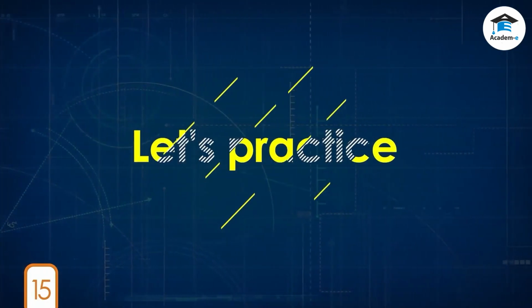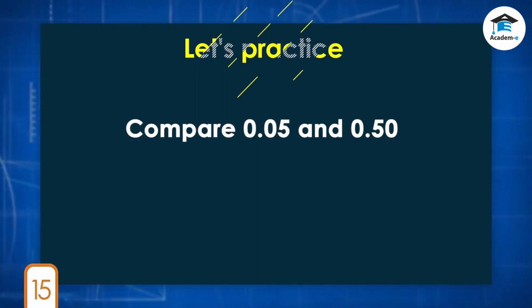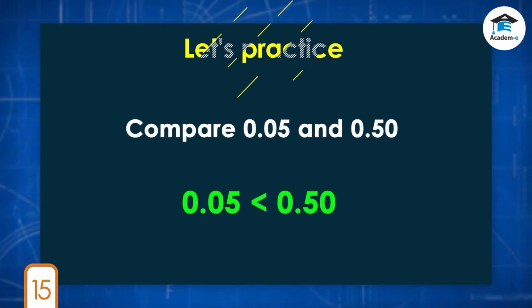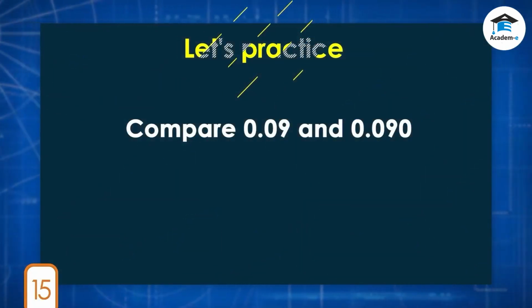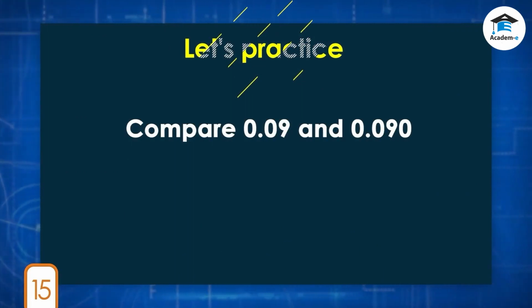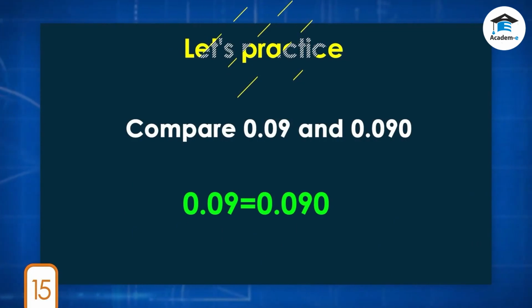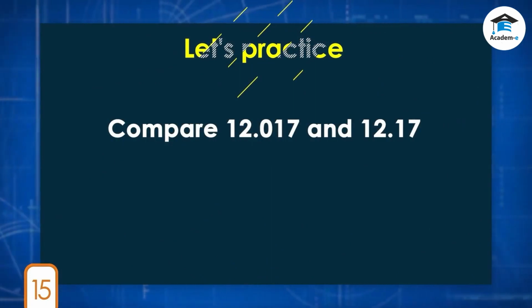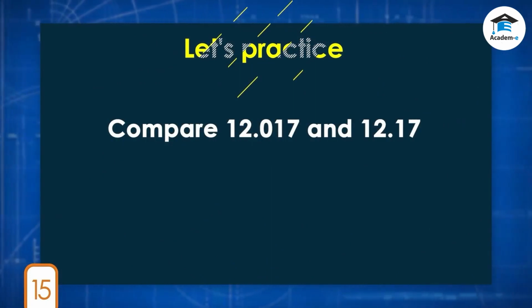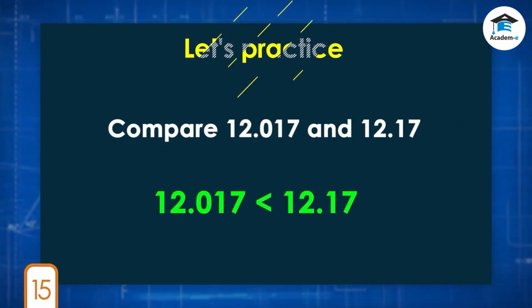Let's practice. Now, try to compare 0.05 and 0.50. 0.05 is less than 0.50. Compare 0.09 and 0.090. 0.09 is equal to 0.090. Compare 12.017 and 12.17. 12.017 is less than 12.17.